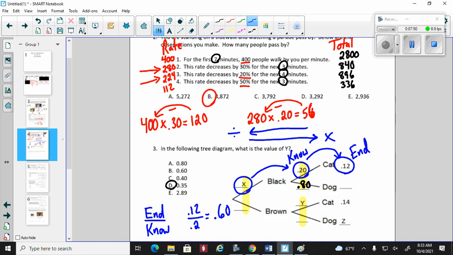So now that I know x is 0.60, so it's 60% going up to black, it'd be 40% going down to brown. I'm looking for y, so I know that 40% times y gives me 0.14. Again, 0.14 is my end number. 0.14 divided by 0.4, that's how I got 0.35.